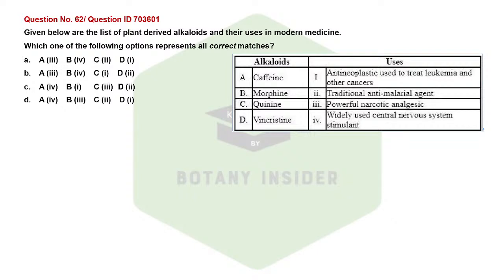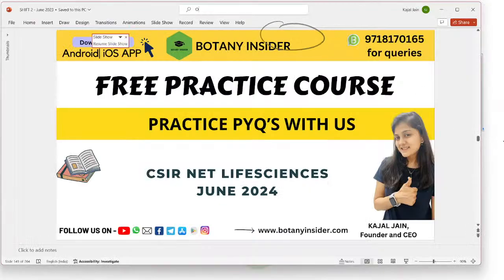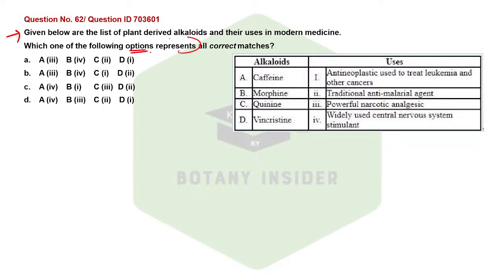This is the first question for you all. Given below is the list of plant-derived alkaloids and their uses in modern medicine. Which of the following options represents all the correct matches? So you have the various alkaloids and the various uses of these alkaloids. You have caffeine, morphine, quinine, vincristine, and you are given options of the various uses of each of them. Try the question, everyone, then we'll solve it out together.